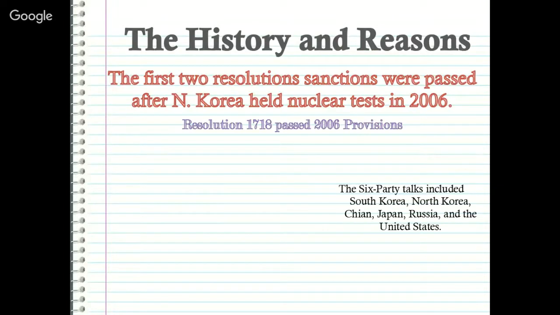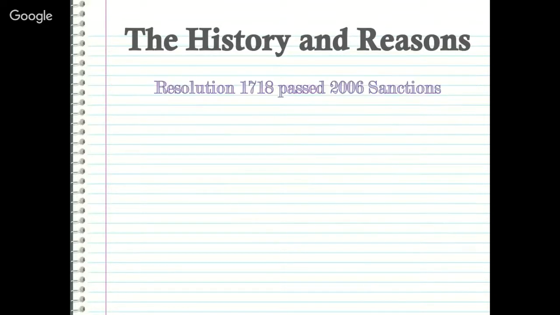The six-party talks included South Korea, North Korea, China, Japan, Russia, and the United States. I know that's a typo, sorry. This resulted in denuclearization. And I had to slow down for that one because it's one of those words you can trip over if you're not too careful.